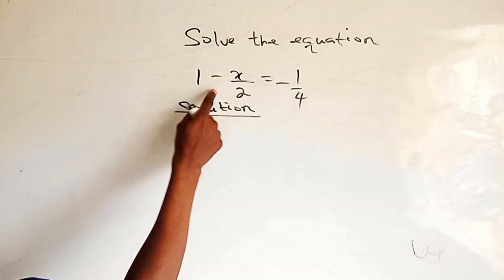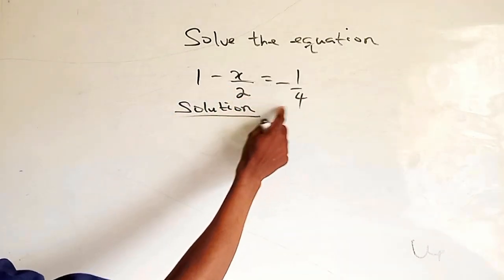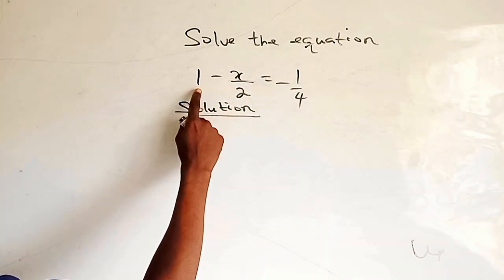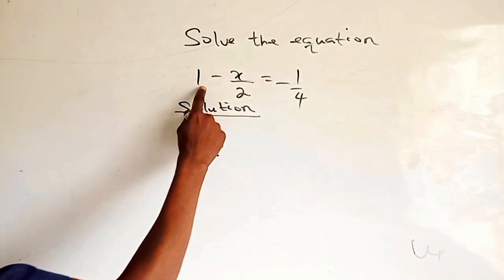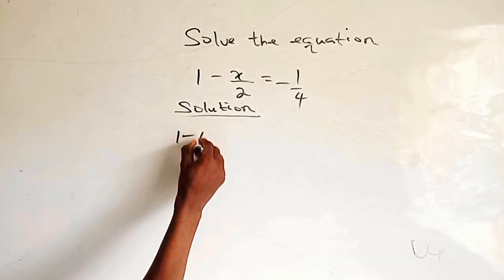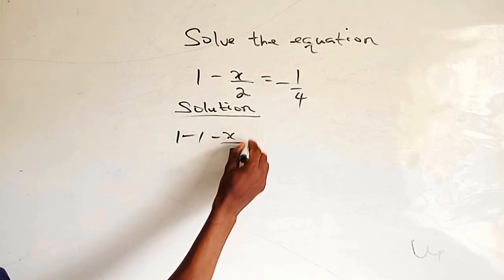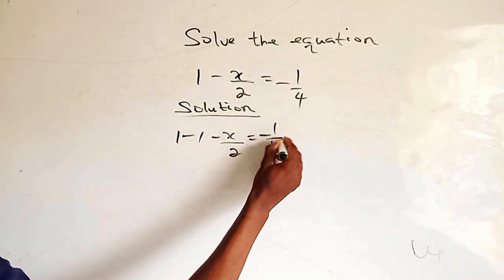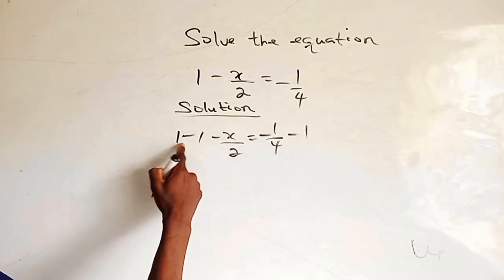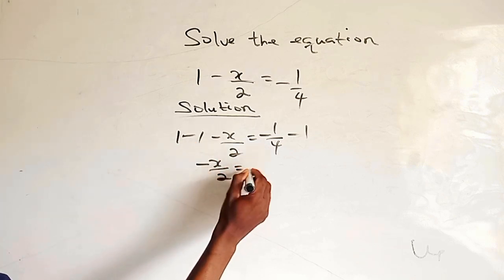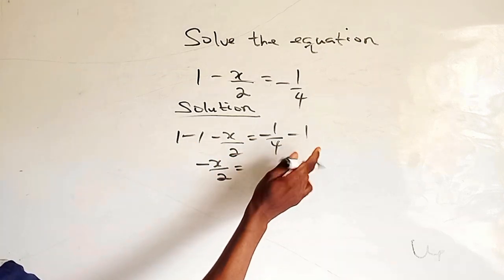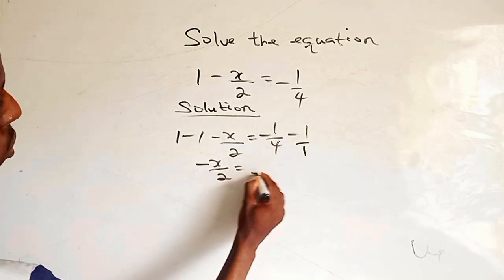We have 1 minus x over 2 equals minus 1 over 4. So we can subtract 1 from both sides. By the time we do that, we have 1 minus 1 minus x over 2 equals minus 1 over 4 minus 1. This one gives 0. So we have here minus x over 2 equals, and here we can look for the LCM and solve.